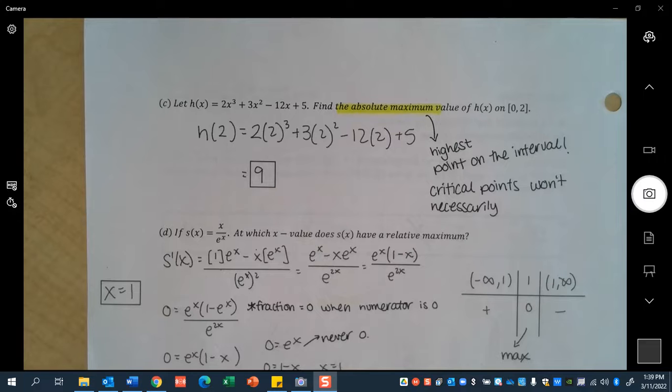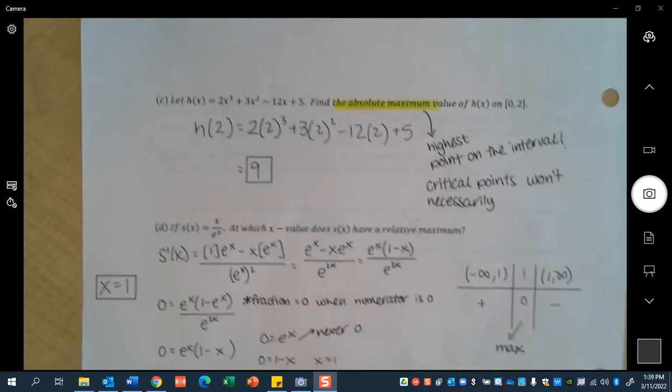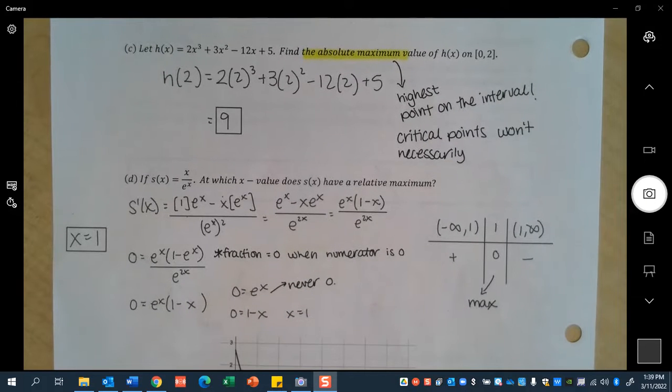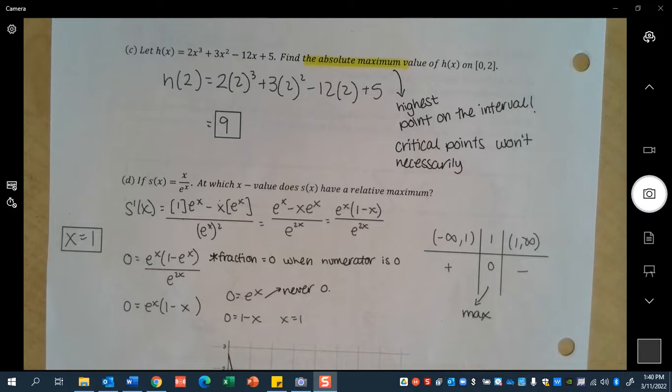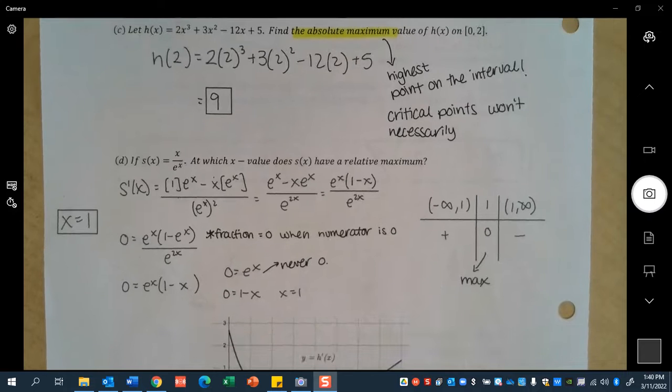Questions on the back page? This one was a little bit confusing because they asked you for the absolute maximum. So your critical points weren't a part of the conversation. You just had to substitute in 0 and 2 and then see which one was higher, and that was the way we got 9 to be crossed off. So, I didn't love that question.